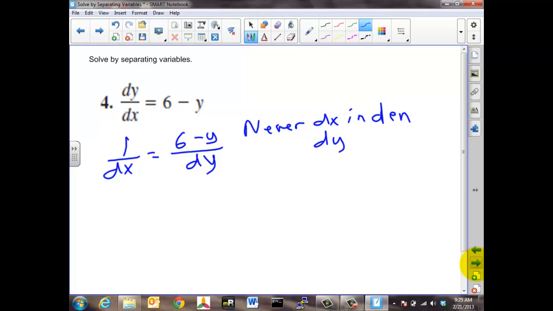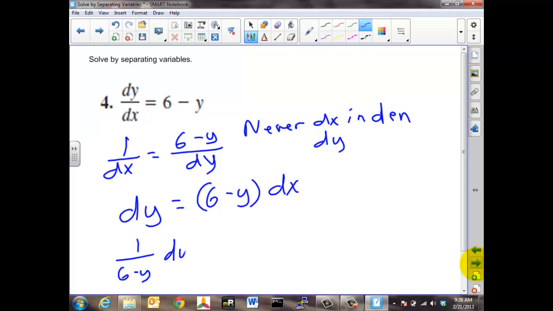Oh, so would you cross multiply and then divide by 6 minus y? Right, so if we cross multiply, we get dy equals 6 minus y dx. Remember, this 6 minus y is a quantity altogether, okay? So we can't just divide by the y. We've got to divide by 6 minus y. Okay? So we get 1 over 6 minus y dy equals 1 dx, right? Wait, why didn't you just go ahead and integrate?